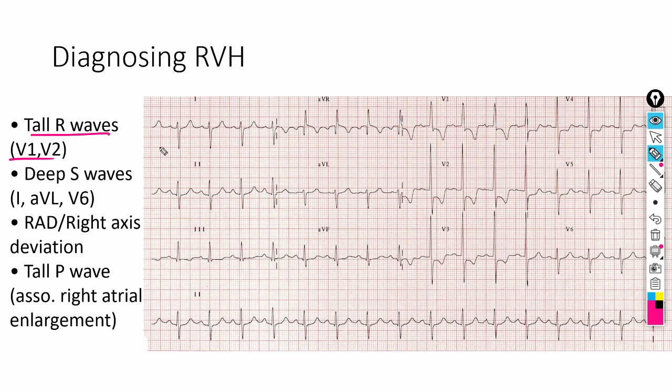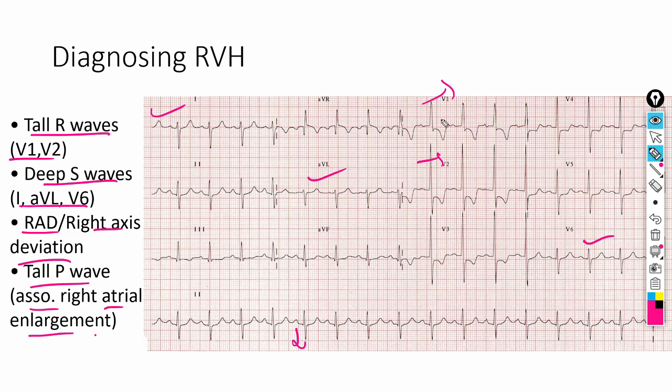There are tall R waves in leads V1 and V2, and deep S waves in the lateral leads, that is lead 1, AVL and V6. There is right axis deviation, as we can see: negative dominance in lead 1 and positive dominance in AVF, as we discussed in the first lecture. There are also tall P waves due to associated right atrial enlargement. P wave morphology is best seen in lead 2.